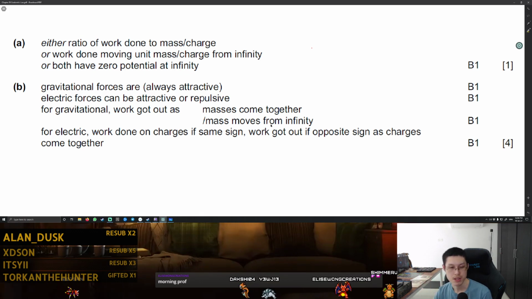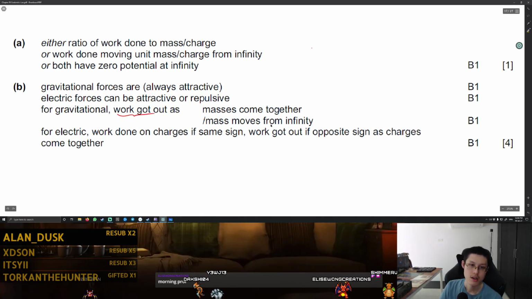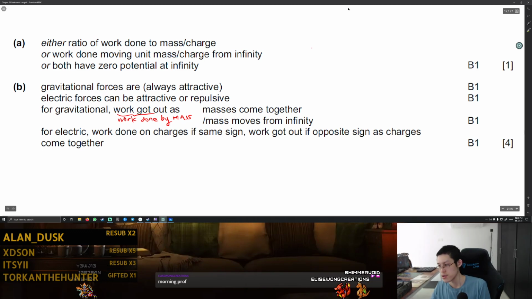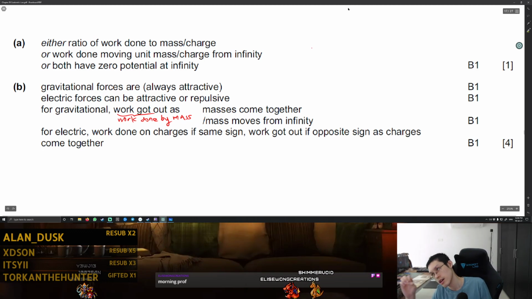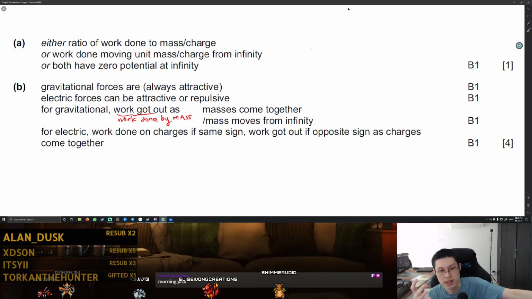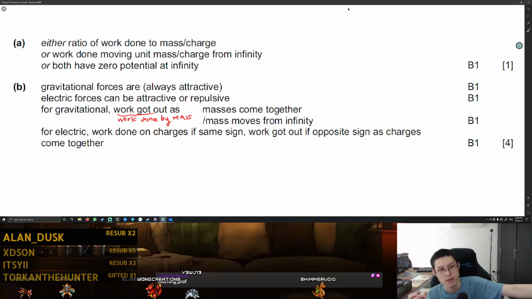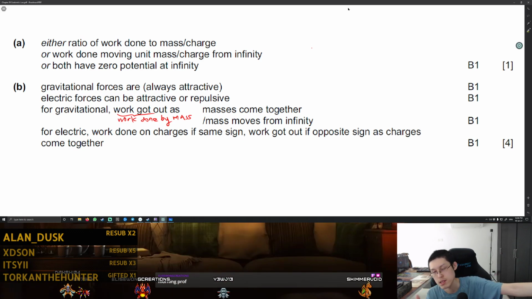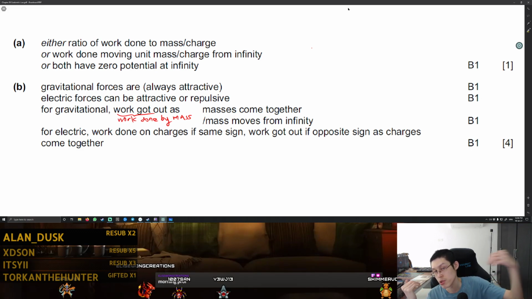So work got out is actually another way of saying work done by mass. If you put a mass in the gravitational field of another mass, you don't have to put in any additional work to push it towards the other mass, because when you release it, it's going to slowly move itself towards the other mass because there is some force of attraction. So you don't have to do any work.